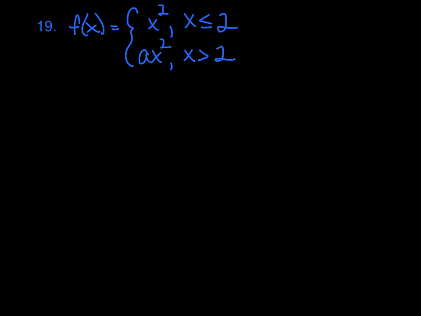Okay, so 19 and 20 are giving you a little bit different of a spin on the questions from 17, 18, and also number 16. They're wanting you to assume that this function will be continuous, and they want you to find out what a is equal to. So I'm going to start by plugging in 2 into the numerator, and I get 4.